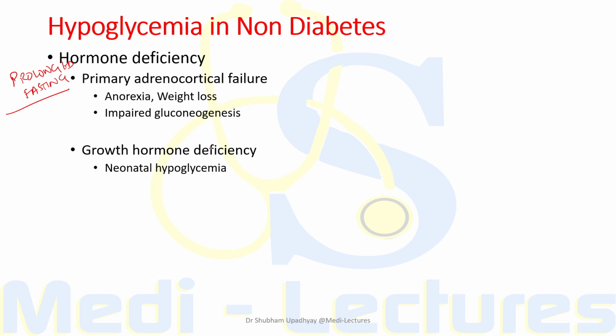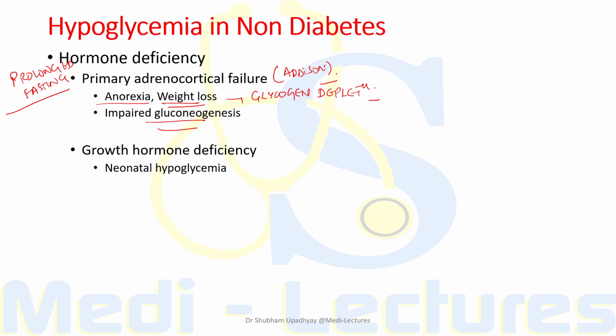So primary adrenocortical failure, which is seen in Addison's disease, is associated with anorexia and weight loss. These are the typical features of chronic cortisol deficiency and can likely result in glycogen depletion. So if the patient is not taking enough food, there will be glycogen depletion leading to hypoglycemia. Also, cortisol deficiency is associated with impaired gluconeogenesis and low levels of gluconeogenic precursors.